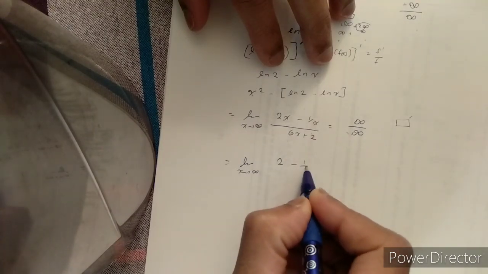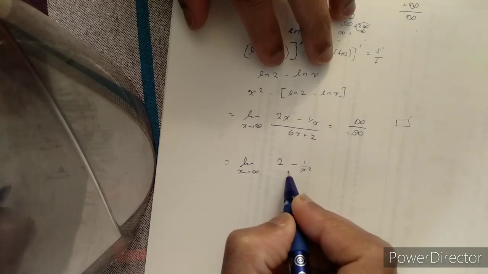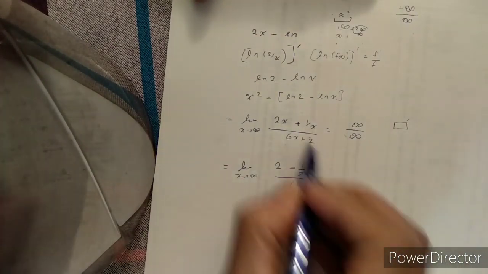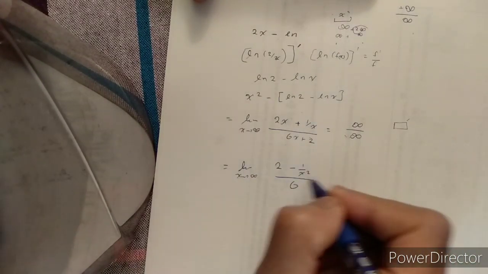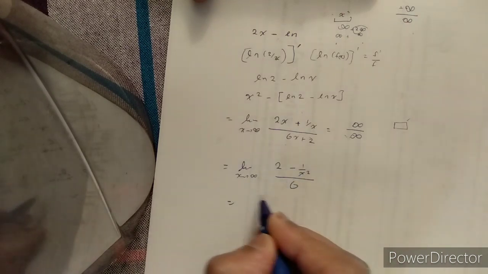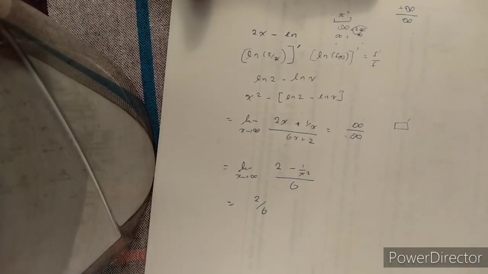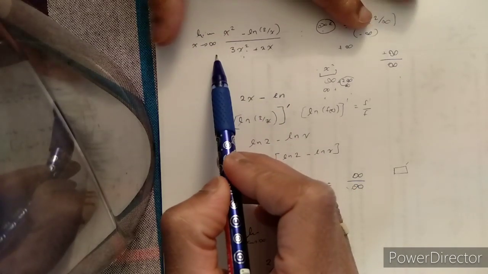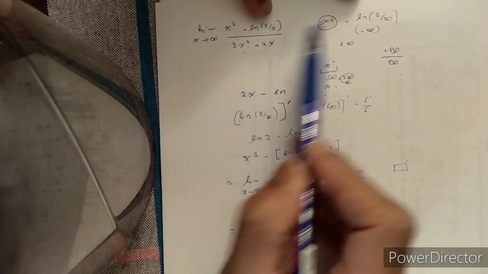So, when you apply L'Hopital's rule one more time, for the numerator you will have 2 minus 1 over x squared, over 6. I think this should be positive because of this one here, so this becomes negative. And for this stage, we can directly get an answer because this becomes 0 when x goes to infinity.